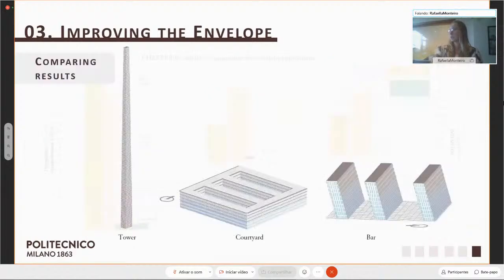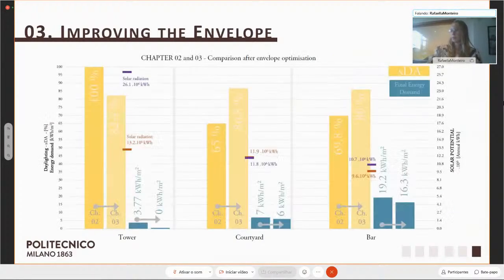So we can compare the results for the 3 optimal cases. Well, for the tower, the SDA has decreased, but the solar radiation improved a lot from the orange line to the purple one. And for the courtyard, we can see that the energy stayed the same, also the solar production, but the SDA improved a lot. And for the bar, we had some improvements, but not really significant.